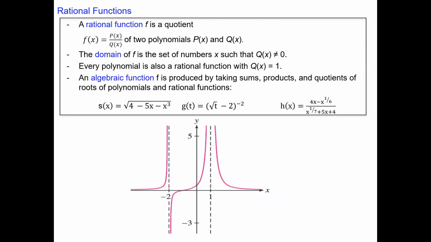Now, let's look quickly at rational functions, okay? Because those are basic functions. A rational function is actually the quotient of two polynomials. When we take two polynomials, making a ratio, the quotient of two polynomials, we're creating a rational function.